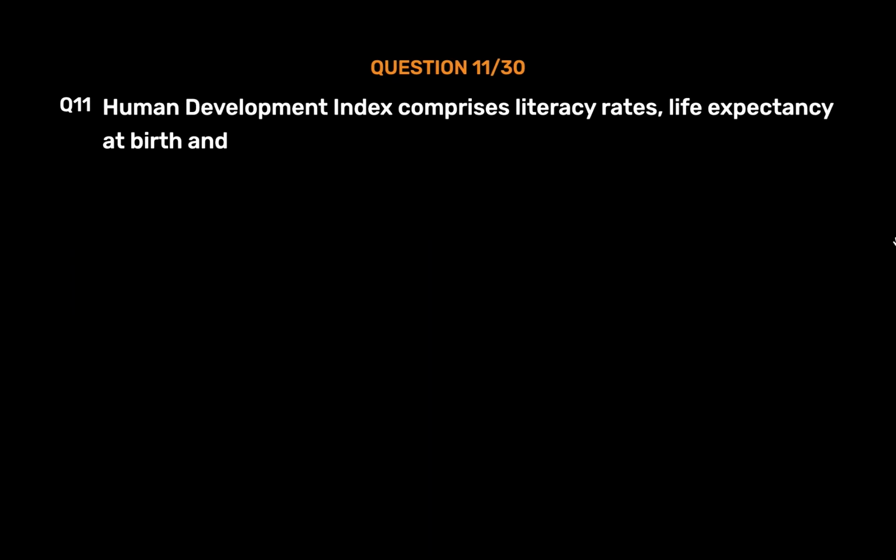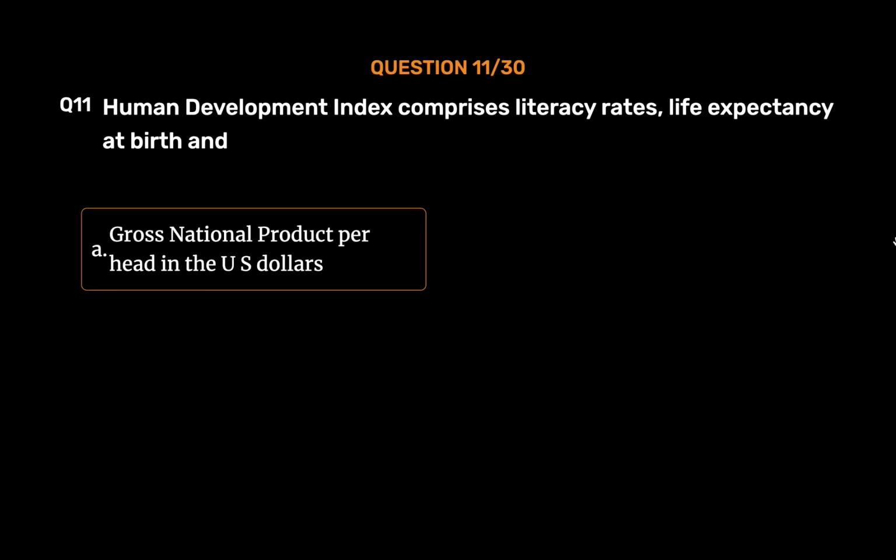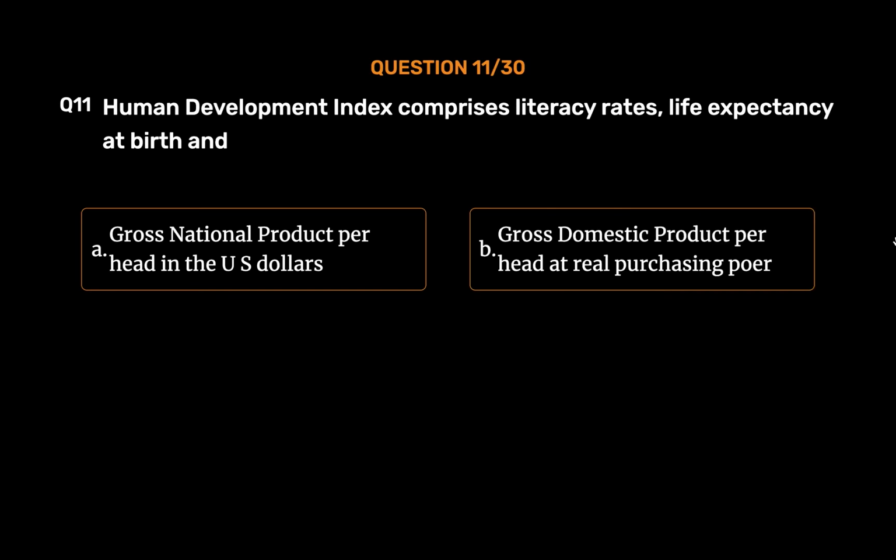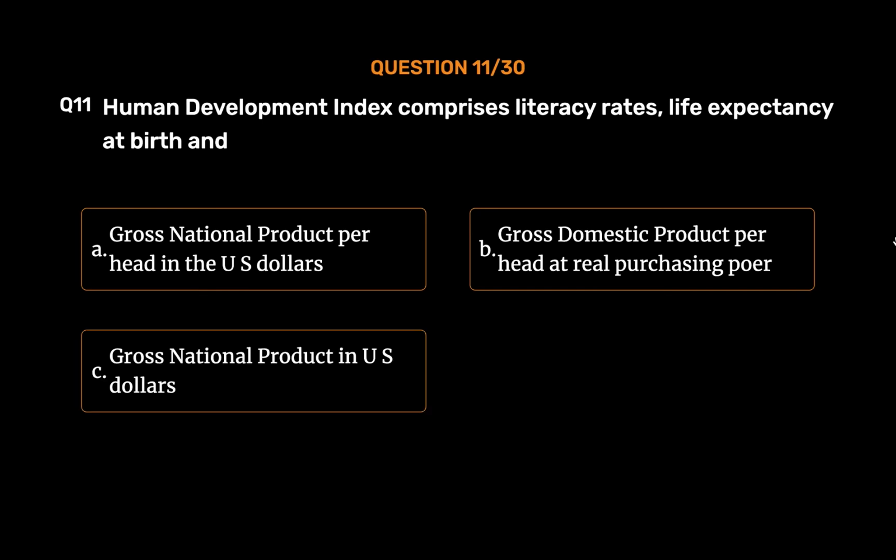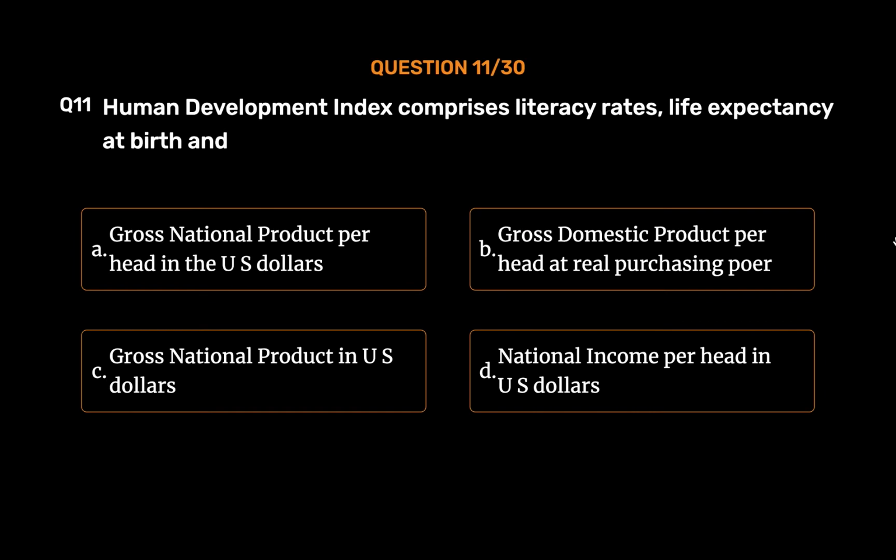Question number 11. Human Development Index comprises literacy rates, life expectancy at birth and Option A. Gross national product per head in US dollars. Option B. Gross domestic product per head at real purchasing power. Option C. Gross national product in US dollars. Option D. National income per head in US dollars. The correct answer is Option D. National income per head in US dollars.